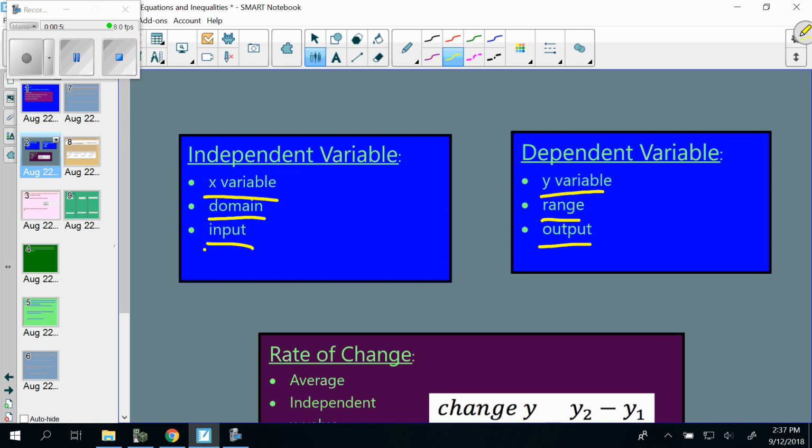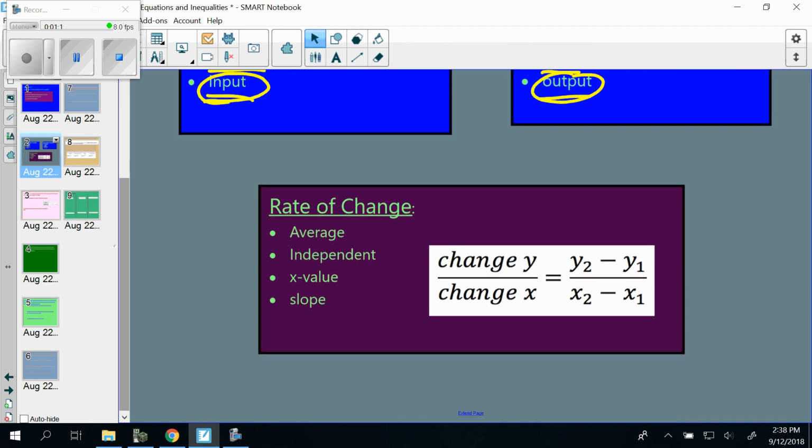So you're going to input something, and then you get an output. The input is your independent variable. Your output depends on what your input is, so that's the dependent variable. We're also going to be looking at rate of change.